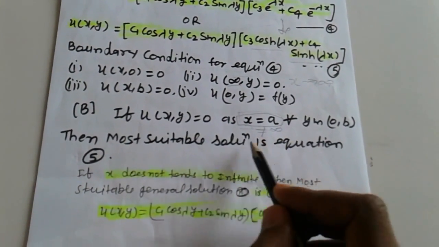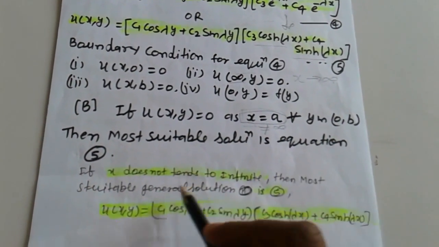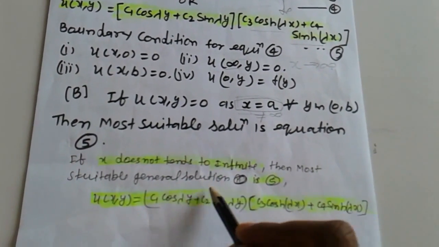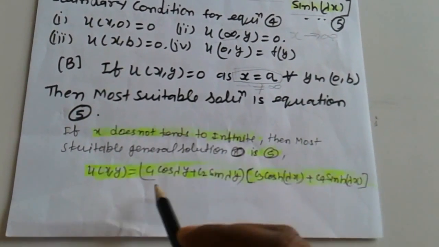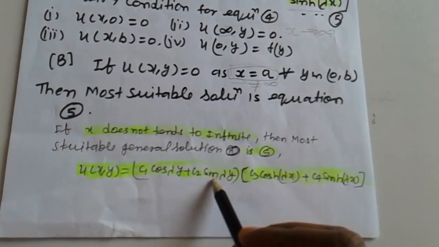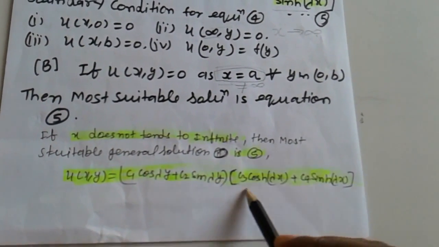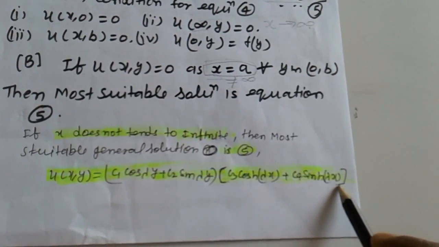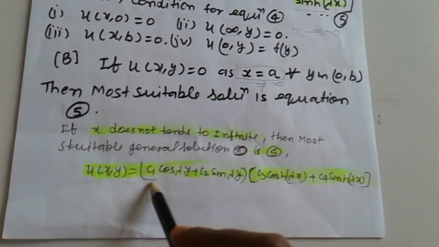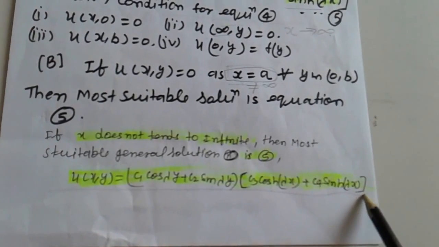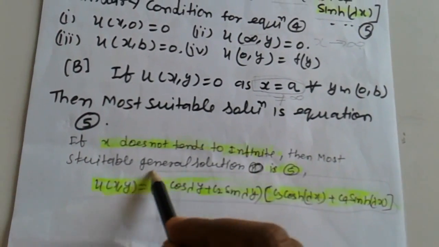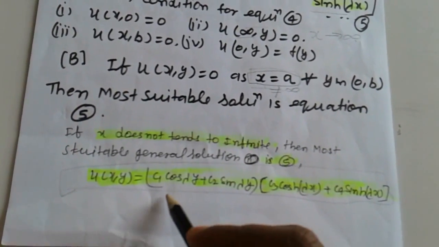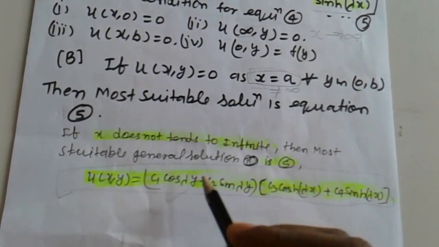In that case we get the most suitable solution in equation 5. If x does not tend to infinity, then the most suitable general solution is 5: u(x,y) = (c1 cos λx + c2 sin λy)(c3 cosh λx + c4 sinh λx). So in a Laplace differential equation problem, we first take the most suitable solution, and after that find the solutions. Thank you.